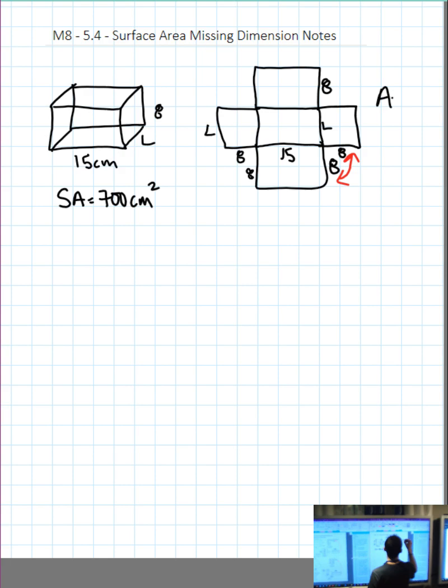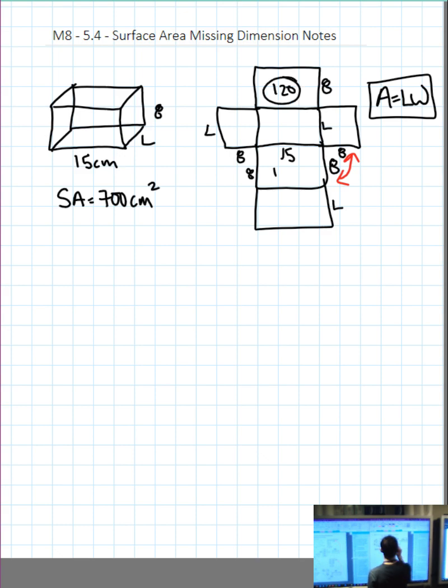So A equals LW. I'm going to put a box around that because I don't want to do each individual one. And if we start off with the top, I'm missing the top. Now that one will be 15 by the same as the base, L. So let's calculate each of these individual areas. Well, length times width of the top, 15 times 8, will be 80 plus 40, 120. Circle it, meaning this one is also 120.